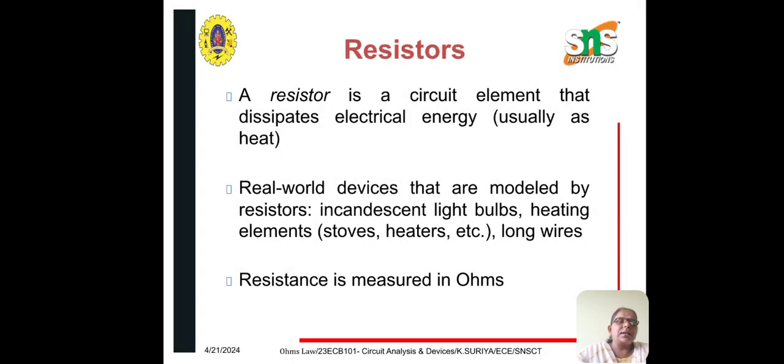A resistor is a circuit element which dissipates electrical energy, usually in the form of heat. Some of the real world devices that are modeled using resistors are incandescent light bulbs, which we use in our day-to-day life, and most of the stoves, heaters, etc. These are all real world devices which use the properties of resistors. Resistance is measured in ohms.